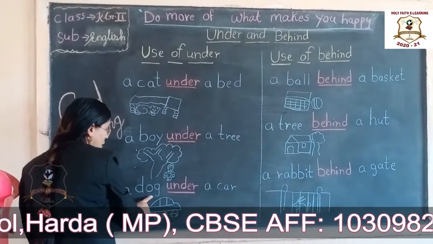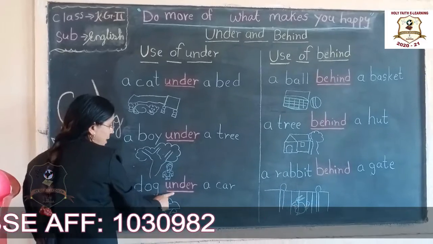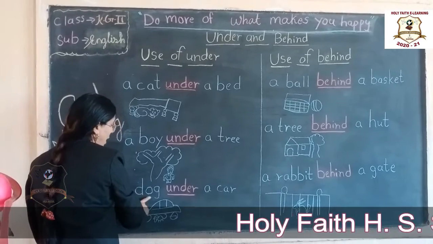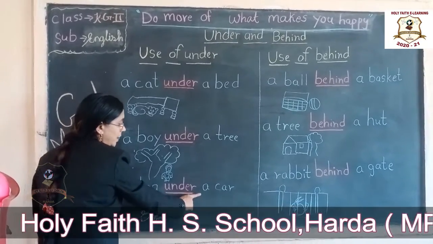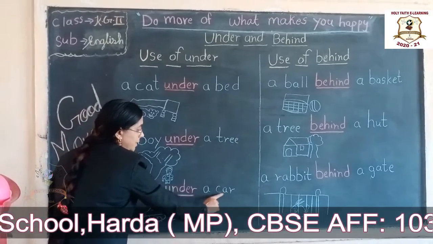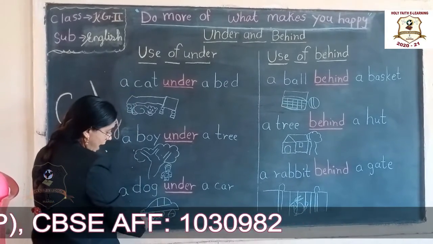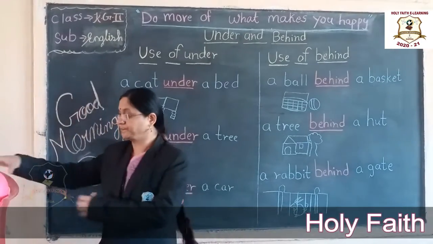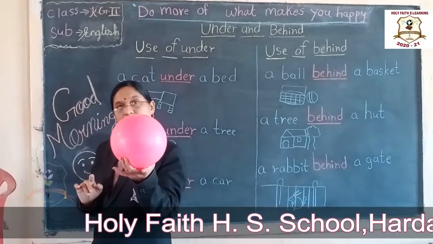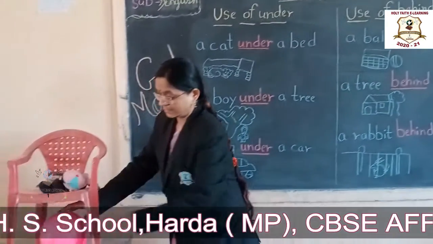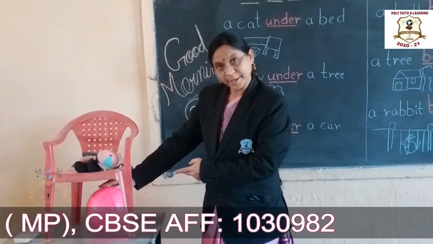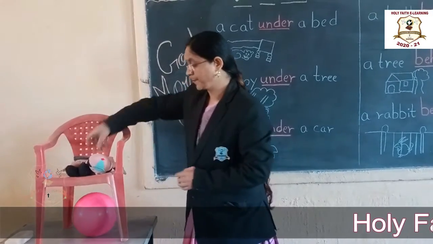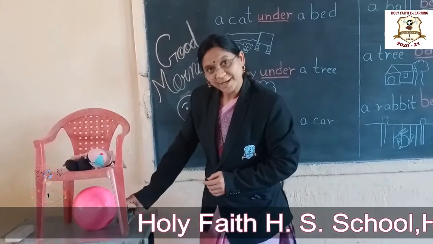A dog under a car. कार डॉग कहाँ है? कार के अंदर है, नीचे है. For example, a ball under a chair. A duster under a chair.